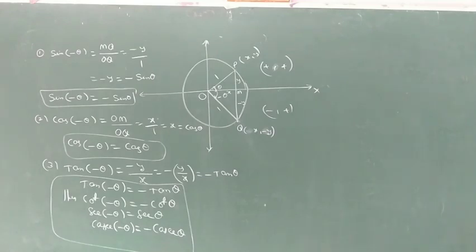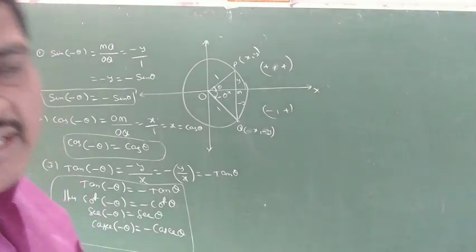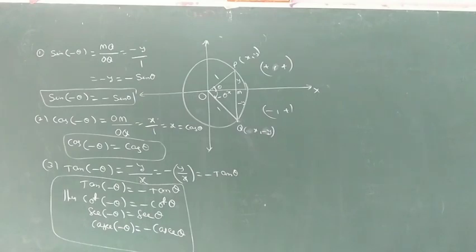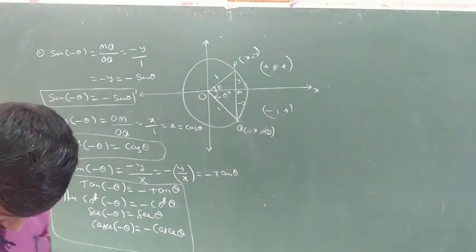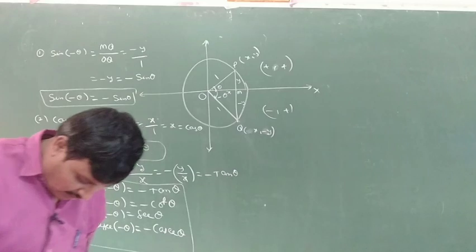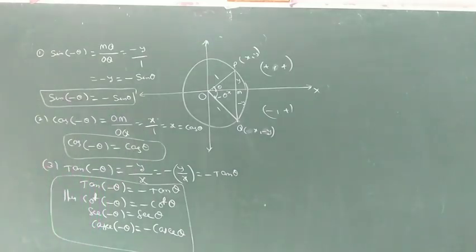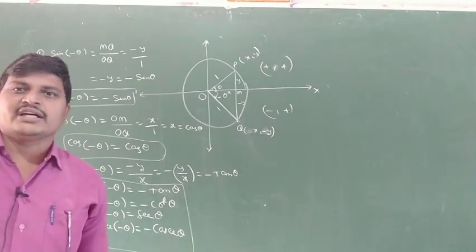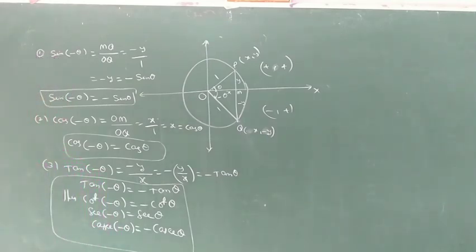Cos of minus theta is cos theta, secant of minus theta is secant theta. Only two are positive, remaining are negative. That's why it's easy to remember. Sin of minus theta is minus sin theta. Tan of minus theta is minus tan theta. Cot of minus theta is minus cot theta. Cosecant of minus theta is minus cosecant theta. These are very important results.